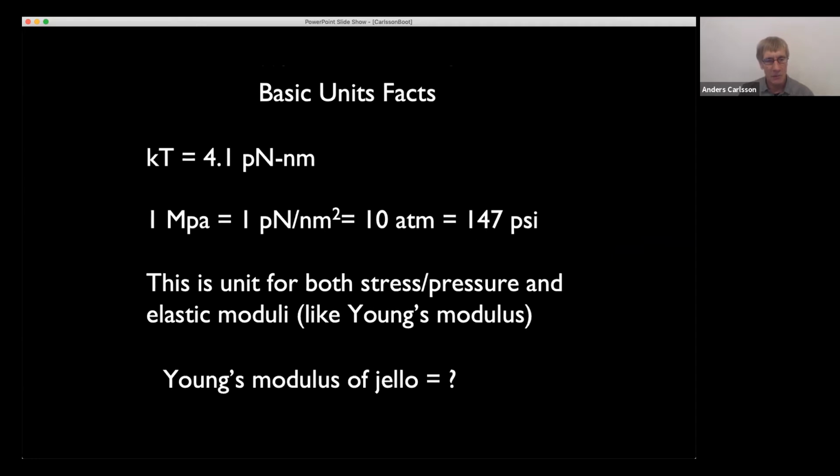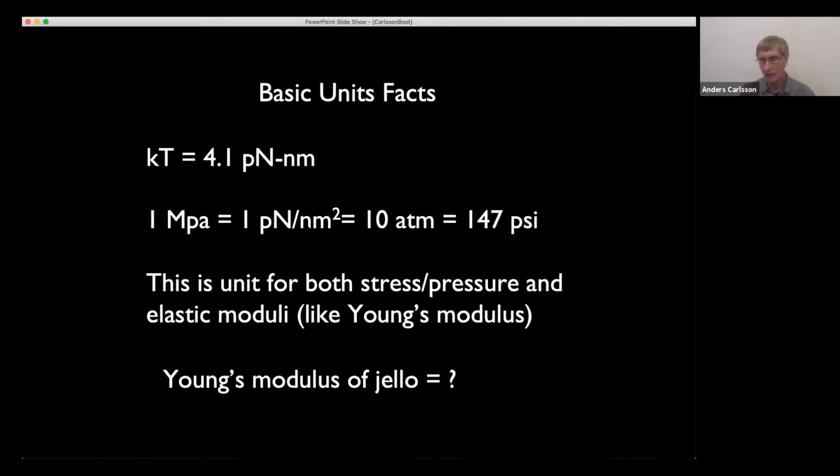Okay, so when you do calculations in mechanobiology, there are a few simple facts about units which are very useful. First, of course, kT comes up. k is Boltzmann's constant that converts temperature to energy. And that's about 4 piconewtons times nanometers, which is, again, a more relevant scale for us. And a megapascal: atmospheric pressure is about 1/10 of a megapascal, or 100,000 pascals. So a megapascal is 10 atmospheres.